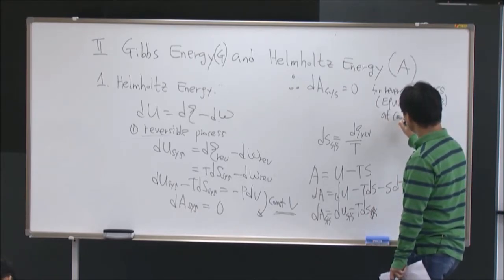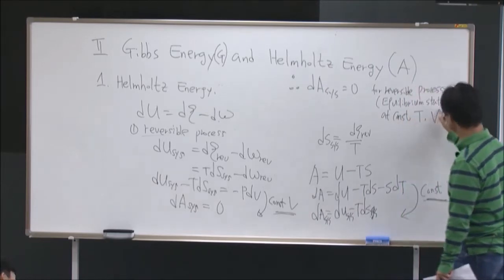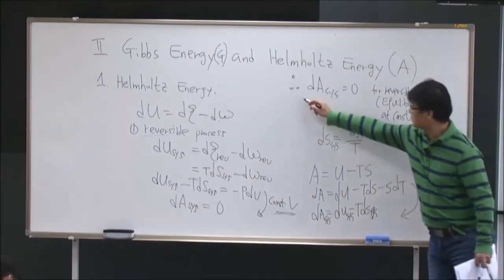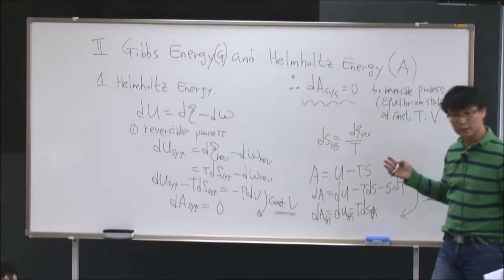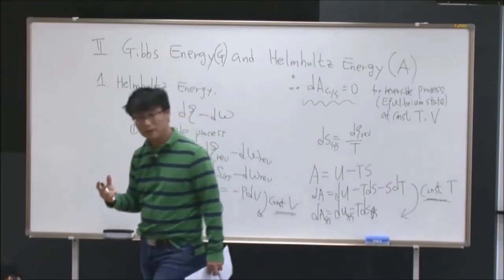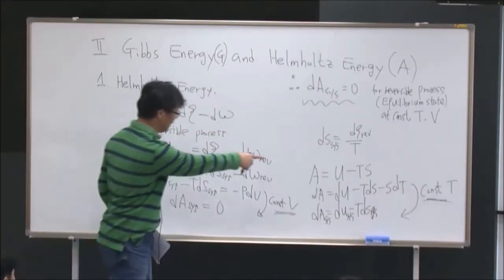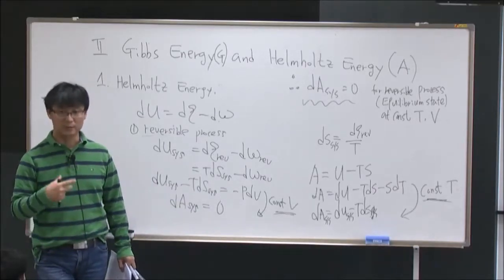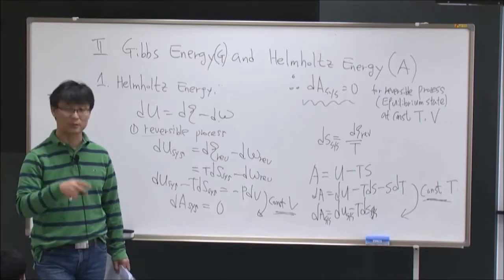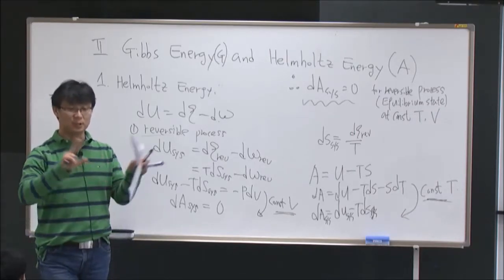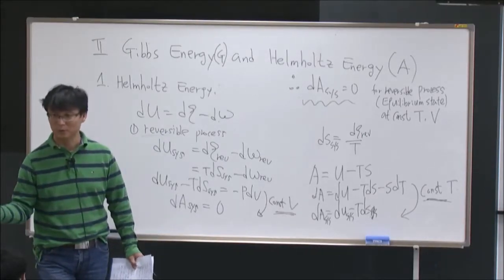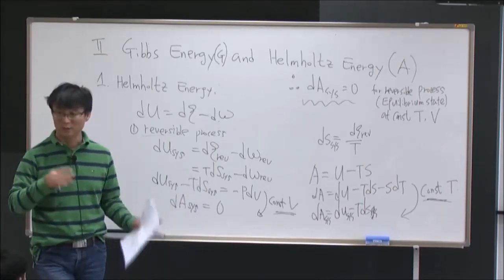At constant T and V, actually that's the constraint. But whatever it is, at least we found now, okay, if I actually defined my A equal to U minus TS, internal energy minus TS, and then if I assume this is constant temperature condition, constant volume condition, and if it is equilibrium state, dA should be 0. dA of system should be 0.